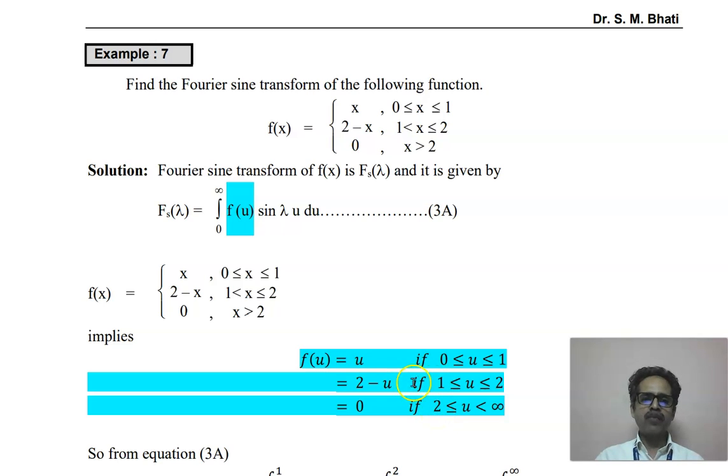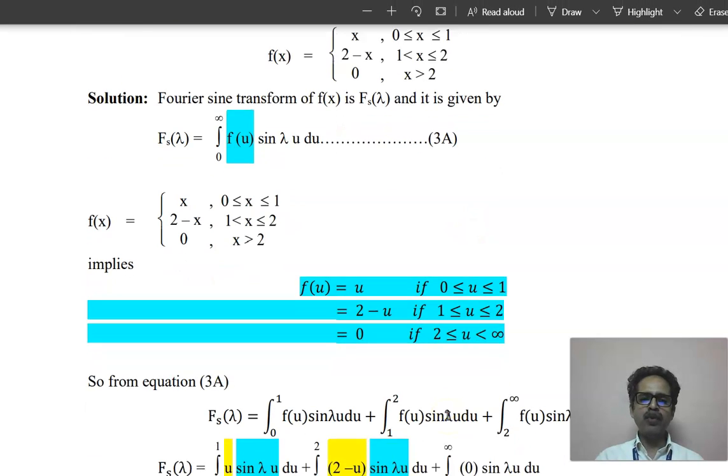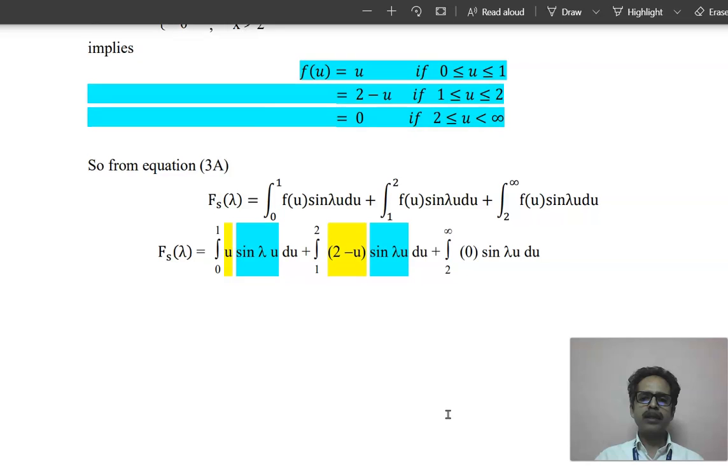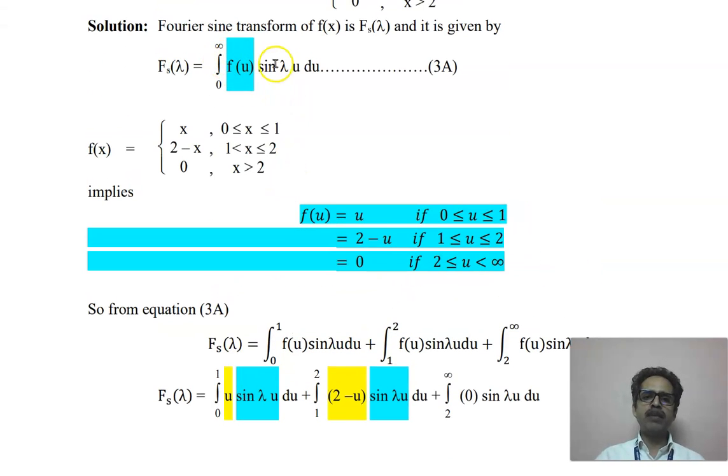So using now 3a and the definition of f(u), we can split the right hand side of this equation into three terms. First term integral 0 to 1, second term integral 1 to 2, third term integral 2 to infinity. And this integrand, that is f(u) sine lambda u du, remains the same for all three integrals, right?